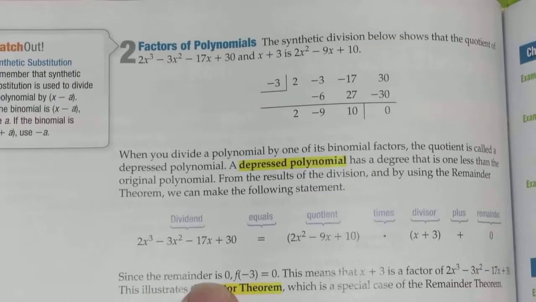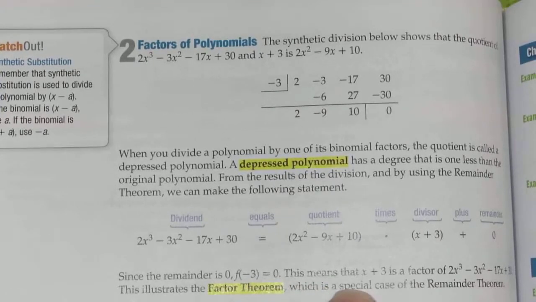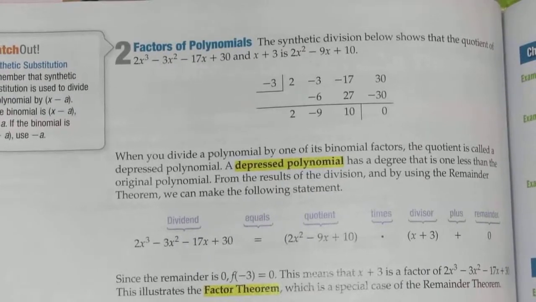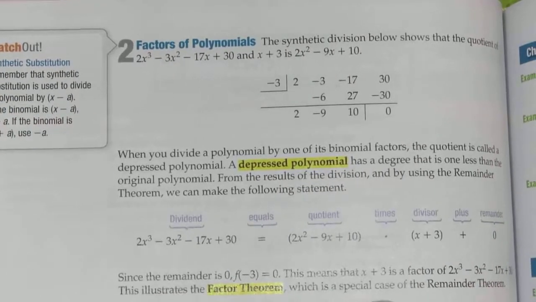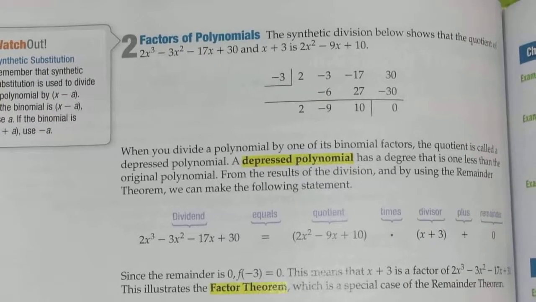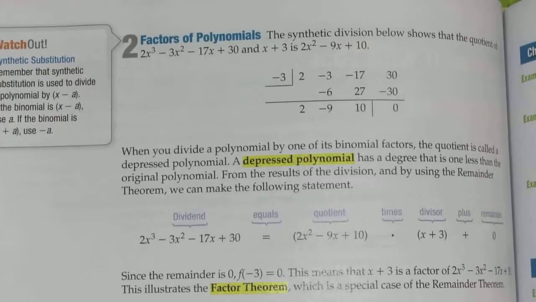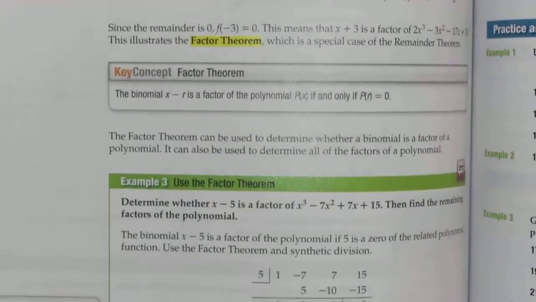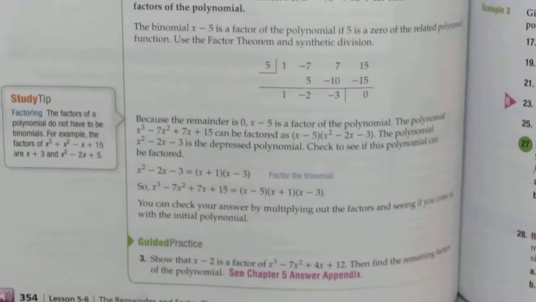Since the remainder is 0, f of negative 3 equals 0, that means that x plus 3 is a factor of this polynomial. This illustrates the factor theorem, which is a special case of the remainder theorem. Let's see this in action because it's going to make more sense. If you get a 0, then you know that x minus r, or x minus a, is a factor of the polynomial. And the r or the a, whichever you want to call it, is a root where it's crossing the x-axis. Let's look at an example of this, and then we'll be good to go.